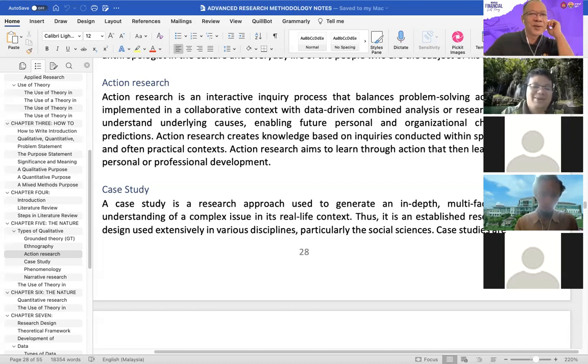Usually action research is quite simple and I agree with Dr. Sufian. Using action research alone is not considered sufficient for reaching PhD level because of the nature of action research, which seems quite easy and simple. Many examiners are of the opinion that action research alone is not sufficient to reach the PhD level.